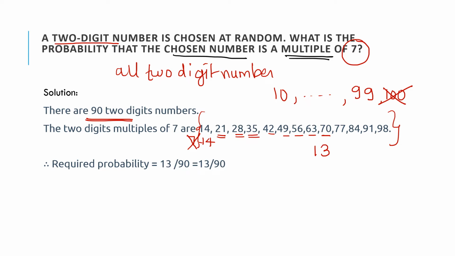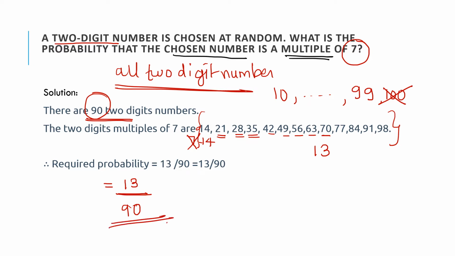So when finding the probability, the required probability is the total number of favorable outcomes, which is 13, those two-digit numbers which are multiples of 7, divided by the total number of possible outcomes. Possible outcomes are all the two-digit numbers from 10 to 99, and in total we have 90 numbers. So that is 13 by 90. The required probability that a chosen number is a multiple of 7 out of all the two-digit numbers is 13 by 90.